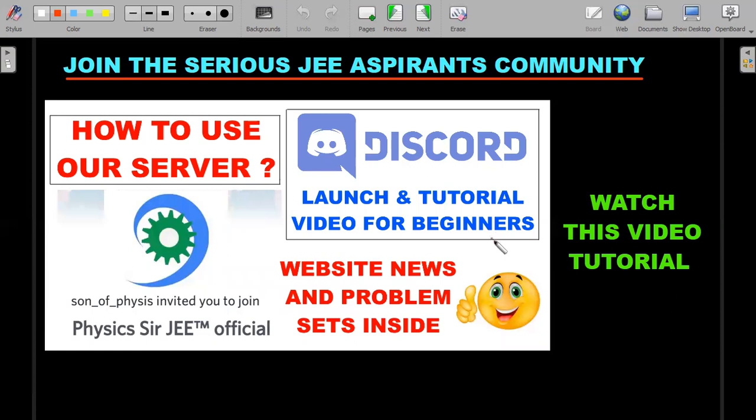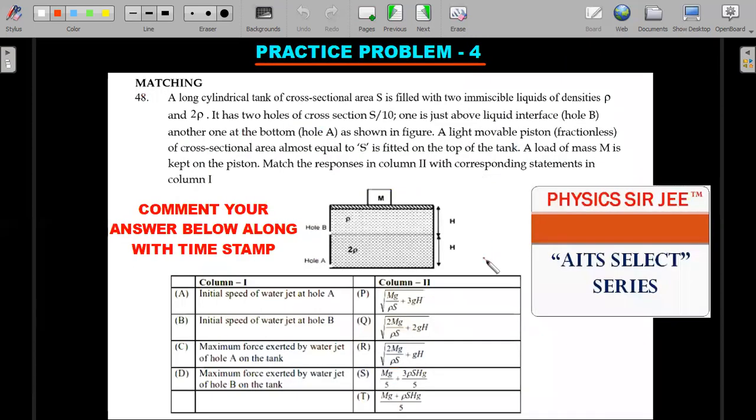Okay, so let's move forward to the fourth practice problem. This is also from the AITS Select series. Again, an investigation into how the streamline map will look when there is a discontinuity of not areas but densities of the liquids themselves. So we have hole A and hole B, and I'll take up a separate video for this. I have many things to say about the streamlines when densities of two immiscible liquids are taken into account. There are 4 options for the speeds and forces calculation, right? So please go through this, read the question, match the answer, and comment the answer below with the timestamp. Timestamp is important. It's comfortable for me to respond.